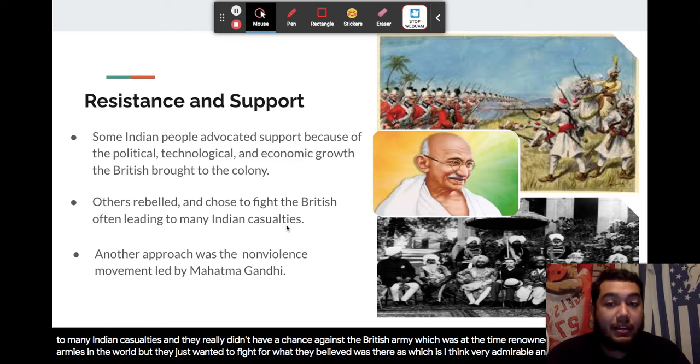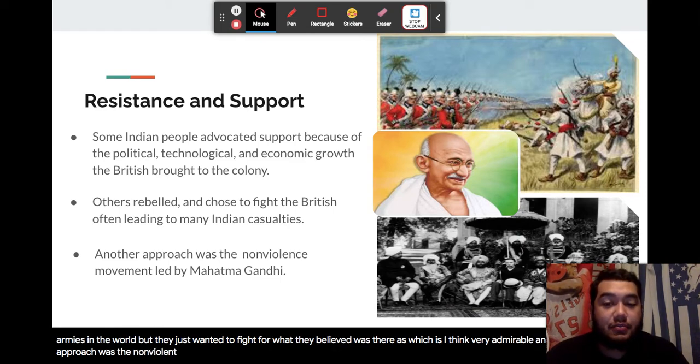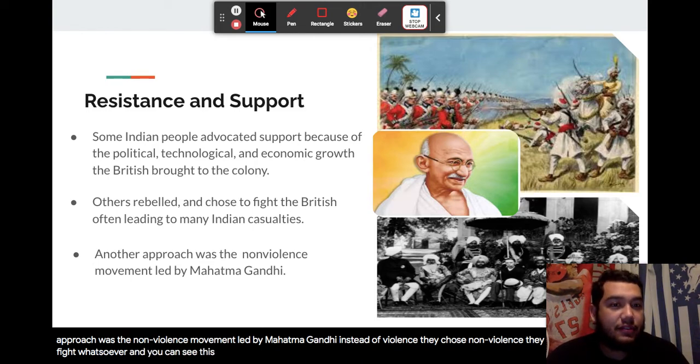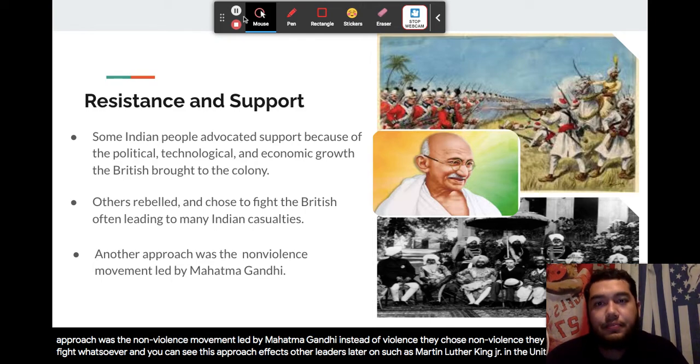And the final main approach was the nonviolence movement led by Mahatma Gandhi. Instead of violence, they chose nonviolence. They were not supposed to fight whatsoever. And you can see this approach affect other leaders later on, such as Martin Luther King Jr. in the United States.